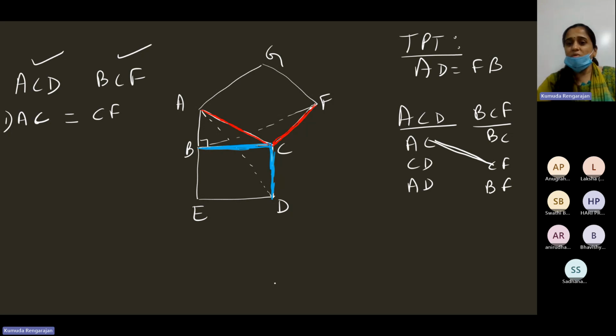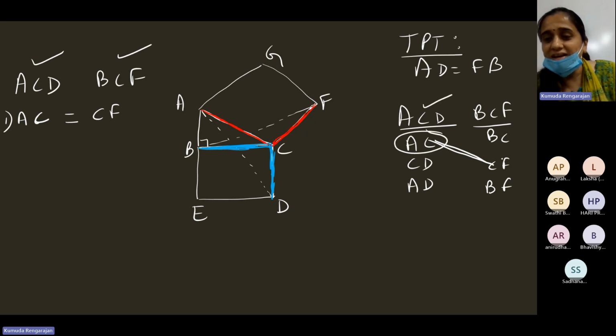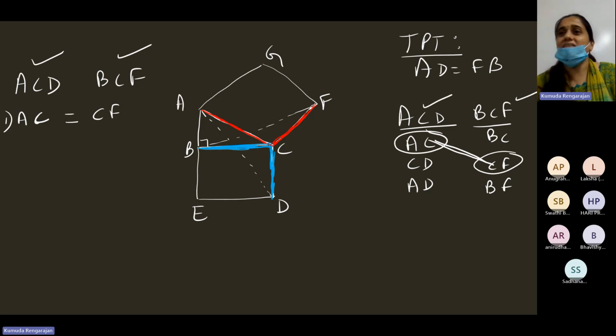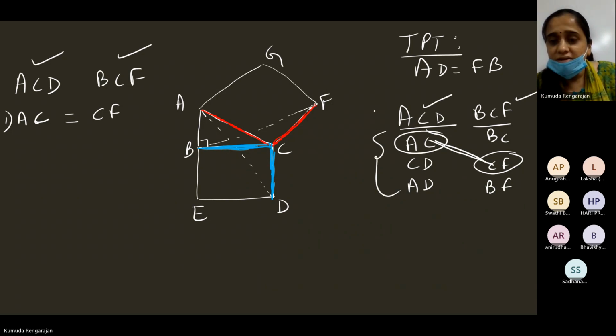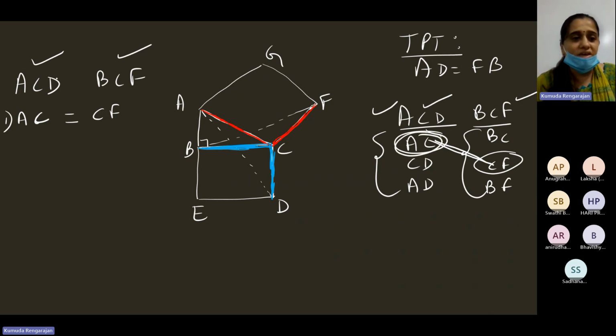What am I showing? Now don't ask me, ma'am, that's a second side. Not the second side, the first side. I'm saying that AC is a side of this triangle and CF is a side of this triangle. That's what I'm trying to say. These are the sides of this triangle. These are the sides of this triangle. And see what we are writing: AC of the triangle ACD is equal to a side of the other triangle, CF of the triangle BCF.